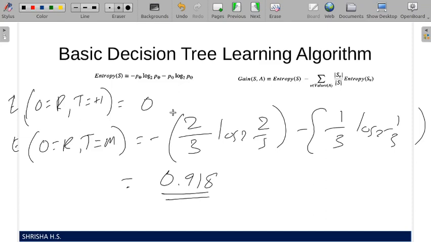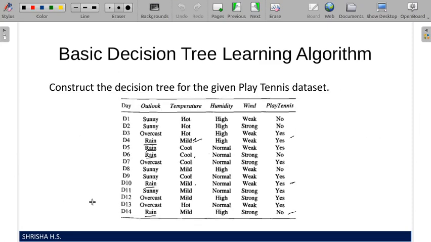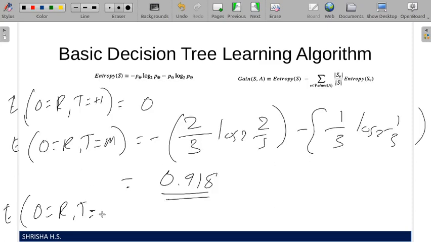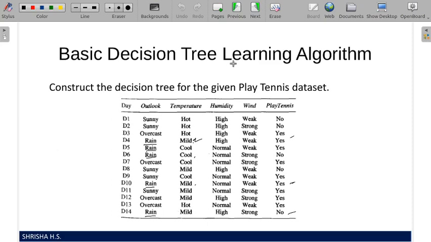Next, entropy where outlook equal to rain and temperature equal to cool. We will see the combination outlook equal to rain and temperature equal to cool. Rain cool, rain mild.